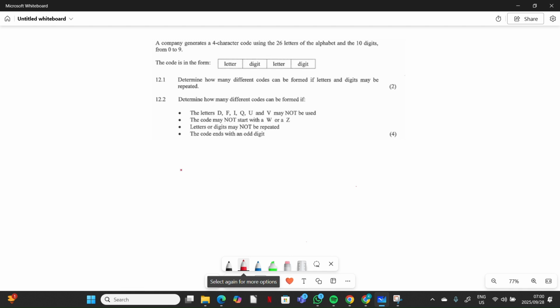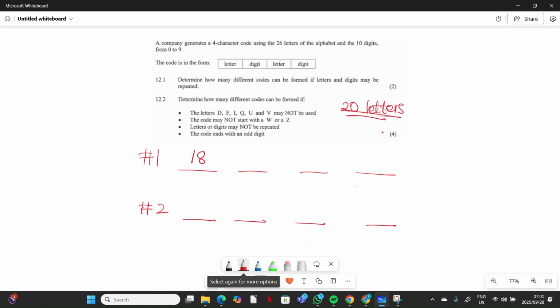Now, there's two ways to go with this one. Let me explain how. So you're going to have case number one, then case number two. With case number one, remember that we are not supposed to use D, F, I, Q, U, V. So meaning that 1, 2, 3, 4, 5, 6, six letters are not going to be used. So in total, we're going to have how many letters? We're going to have 20 letters to use. Since they said at the beginning that we cannot use a W or a Z, from the 20 letters that we have, we can only use 18 because two of them we cannot use, right?